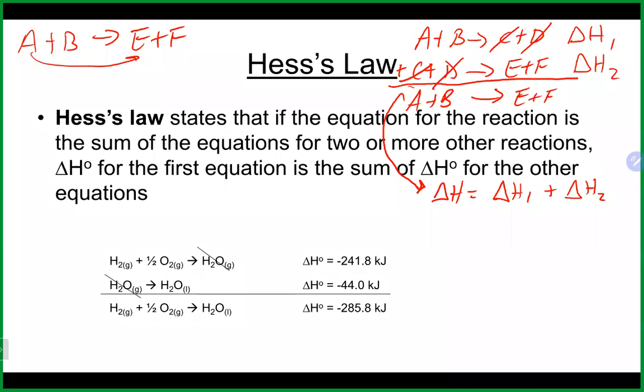Now, what's important is you may need to reverse a reaction like we just talked about, which means you need to change the delta H sign. You may need to multiply or divide by a number, which means you may need to adjust the delta H values before you add them together. Any questions on that? So really what Hess's law is, it's like a puzzle, if you will.